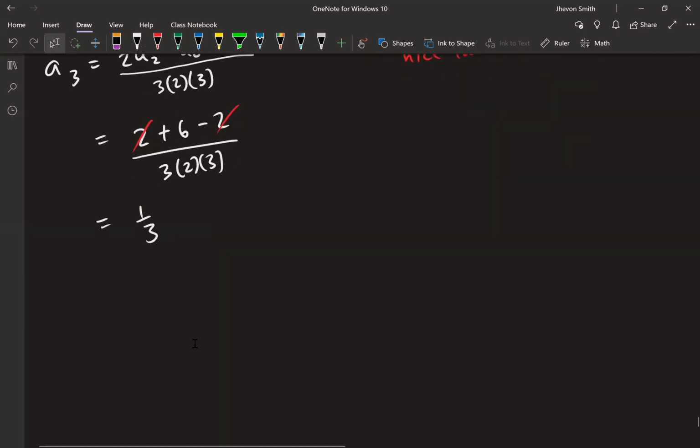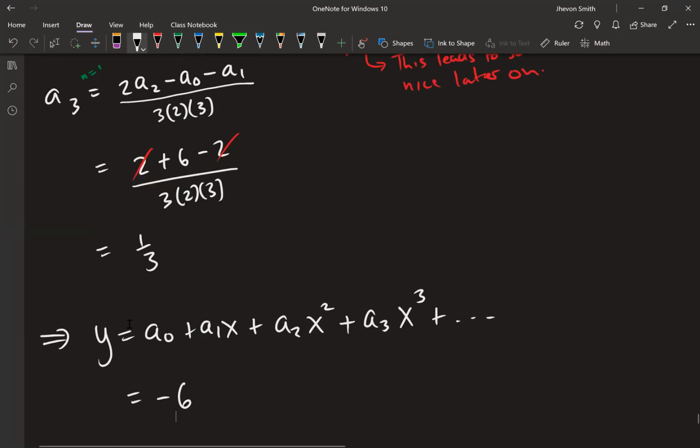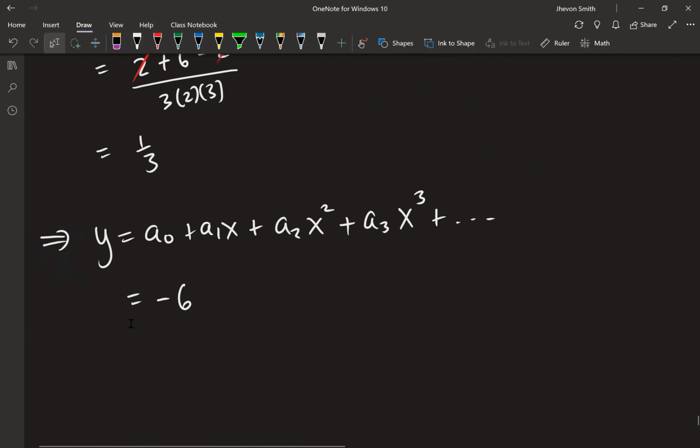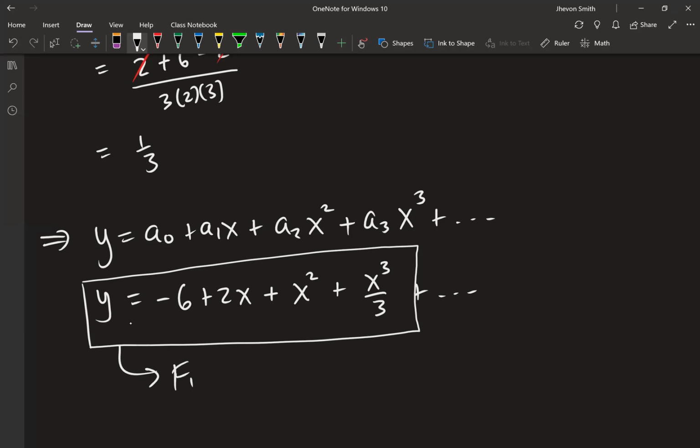So now I can write down my series solution. We only care about the first 4 non-zero terms. A0 is -6, A1 is 2, A2 was 1, and A3 was a third. So this is actually our solution: the first 4 non-zero terms of the solution.